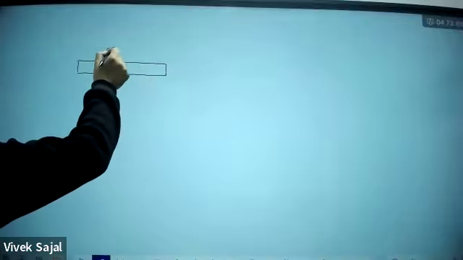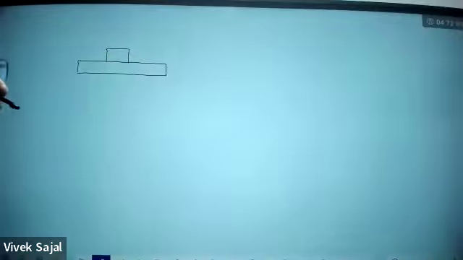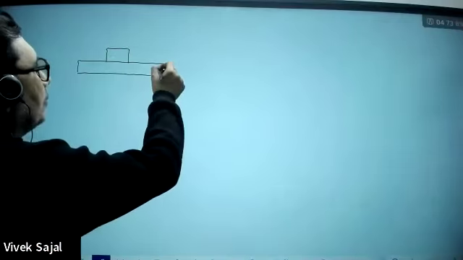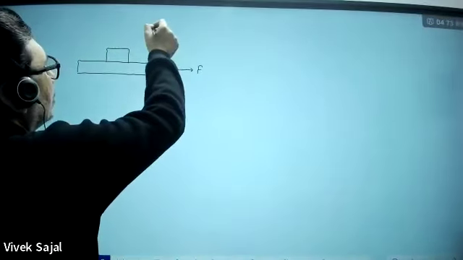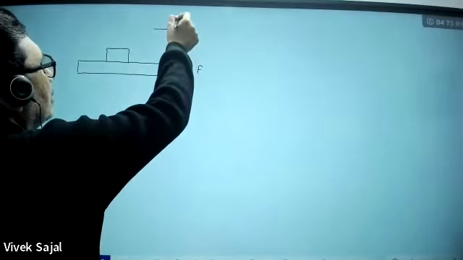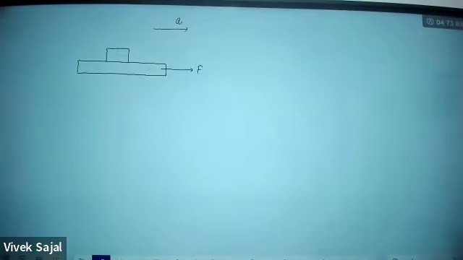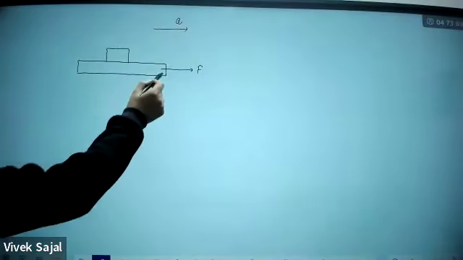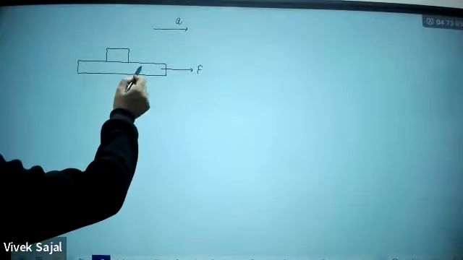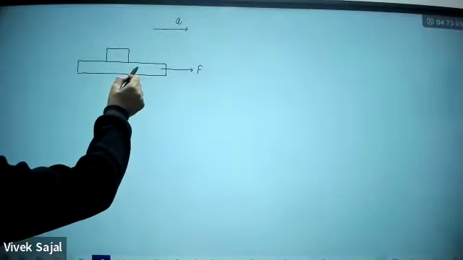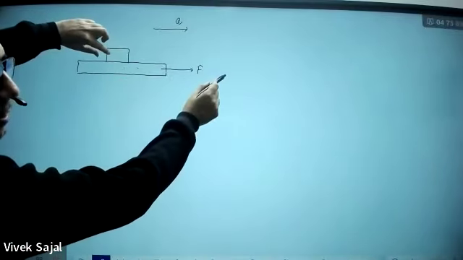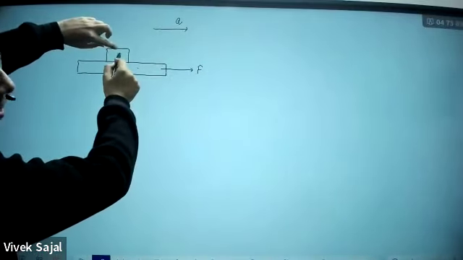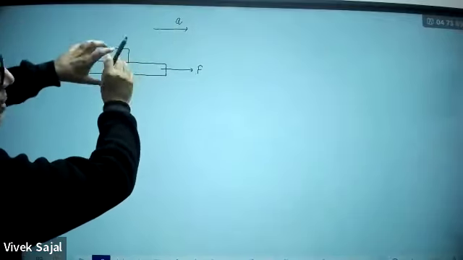Suppose both the blocks are moving together. You are applying the force here, and both combined blocks are moving as one. Then what is happening here? When you are applying a force here, this block, what is happening? This block is trying to move in the forward direction. I don't know what its speed is, so I'm just saying both are moving together.